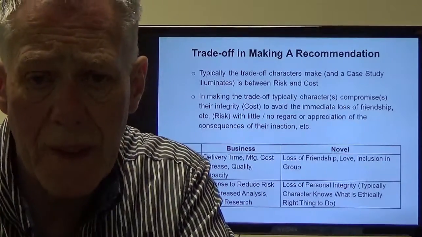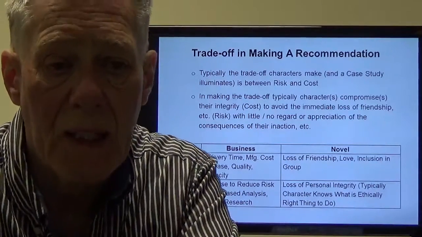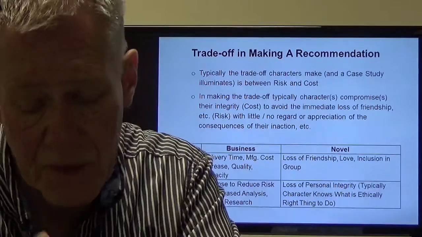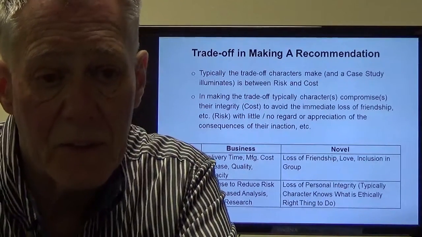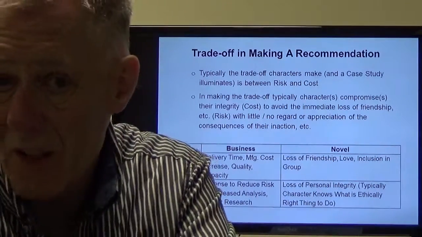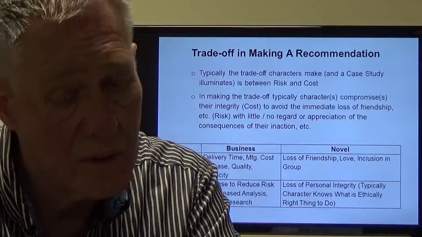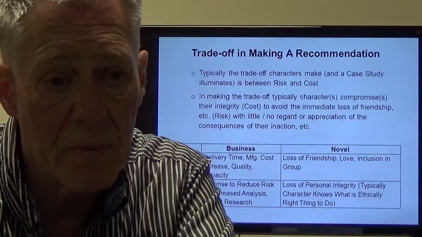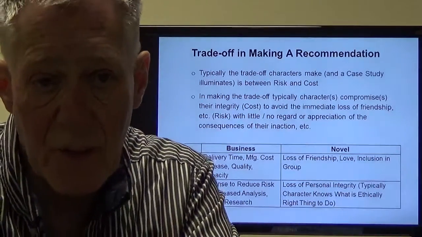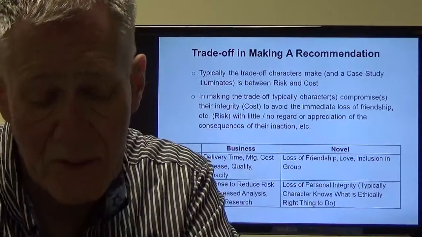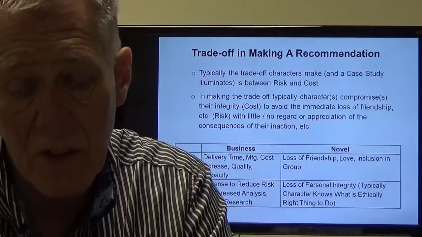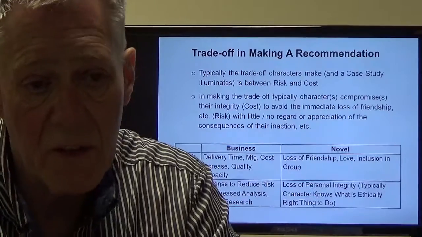Typically, when you reach a decision point and a character makes a choice, which is dictated by the author, of course, there's usually a trade-off. This may be implicit or explicitly stated by the author. And it's usually a trade-off, as in a business case study, between risk and cost. Those are large categories.